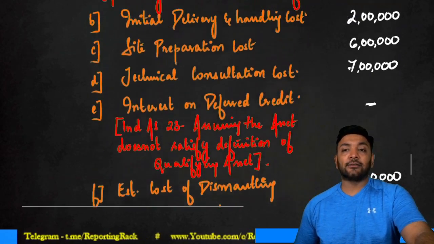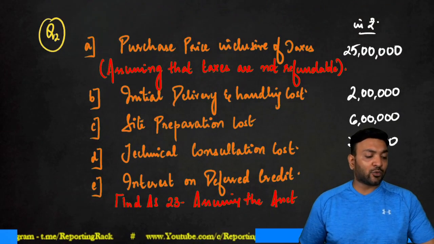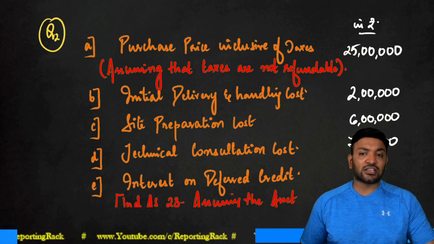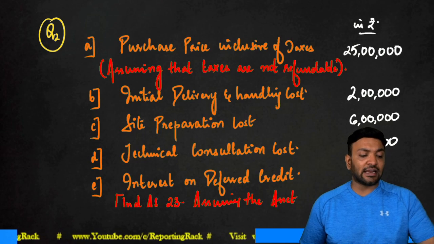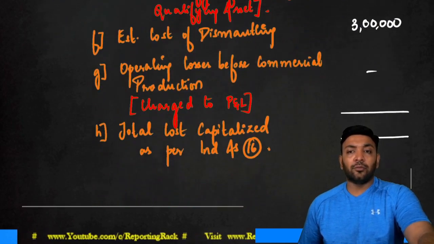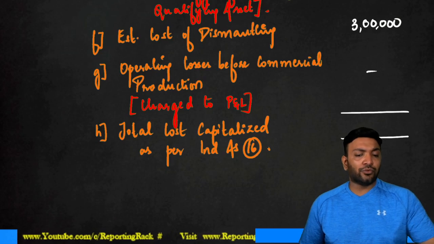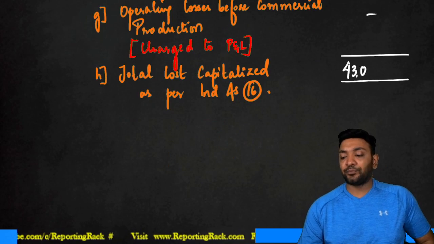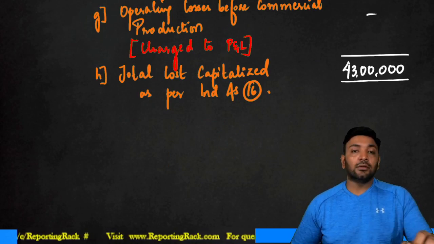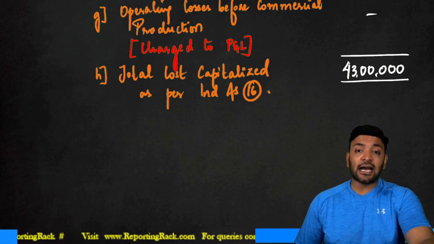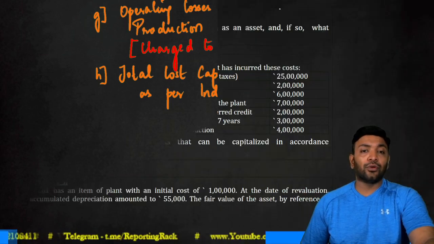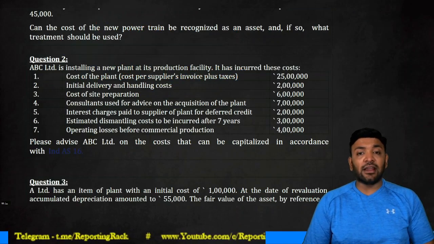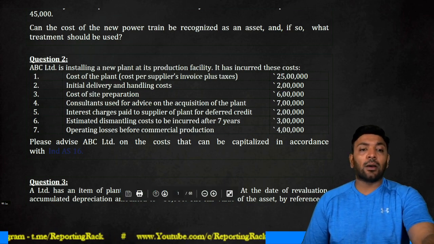Total it and check. I started with 25 lakhs, then 2 lakhs initial delivery, plus 6 lakhs of site preparation, plus 7 lakhs of technical consultation, plus 3 lakhs of dismantling. The total cost of the asset to be capitalized is 43 lakhs. That is it as far as your question number 2 is concerned. What is the amount of cost to be capitalized in accordance with IND AS 16? We have already identified the value. What about your question number 3 then?